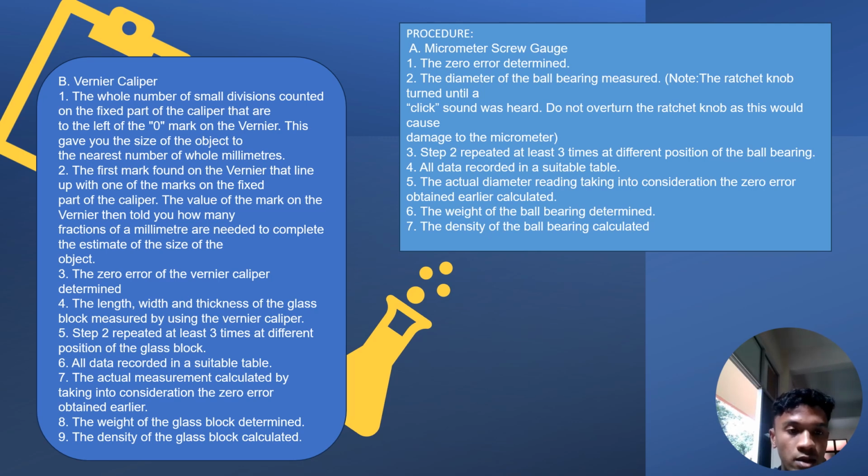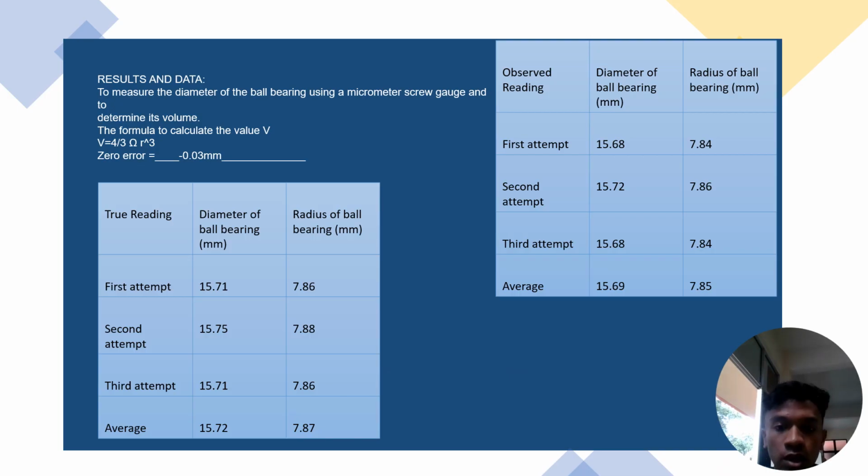Number 6, all data recorded in a suitable table. Number 7, the actual measurement calculated by taking into consideration the zero error obtained earlier. Number 8, the weight of the glass block determined. And lastly, the density of the glass block calculated. So we're gonna take a look at the result and data of the ball bearing.